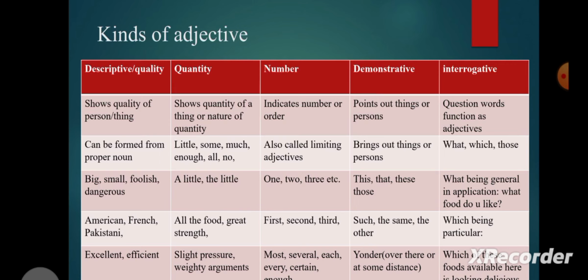Now I'm telling you the sentences. A little water is needed. All the food was eaten by the guests. The soldiers needed great strength. In the same way, slight pressure or weighty arguments are also the adjectives of quantity.